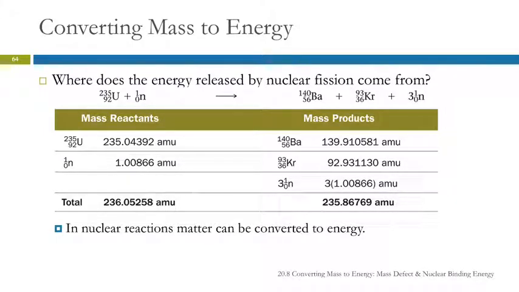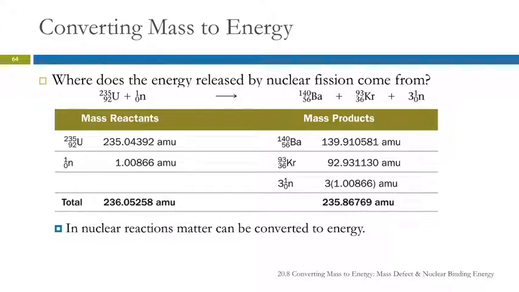So where does all of that energy come from? Nuclear fission releases a lot of energy. Where does it come from? So here's the fission reaction for uranium-235. Uranium-235 plus a neutron, we're going to get barium-140, krypton-93, and 3 neutrons being emitted.